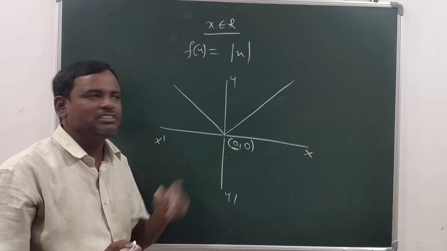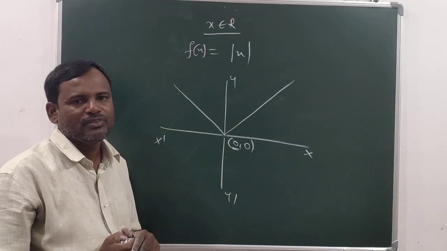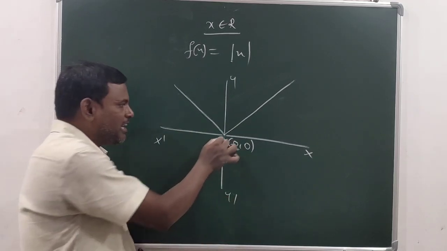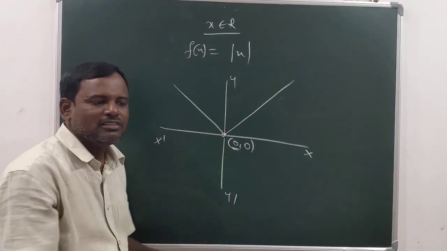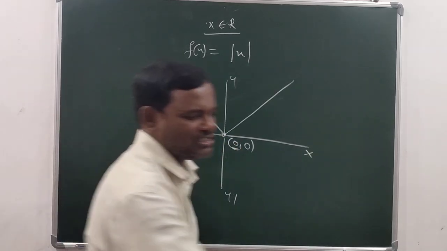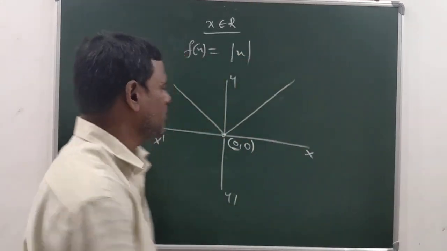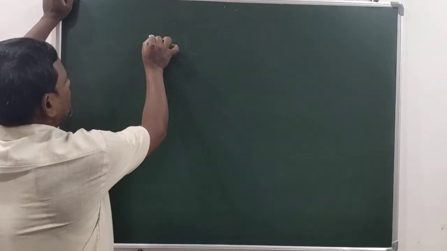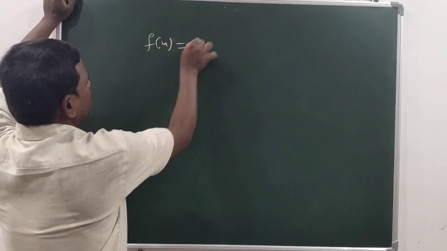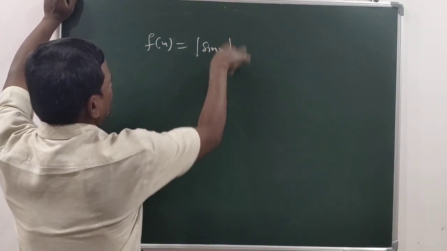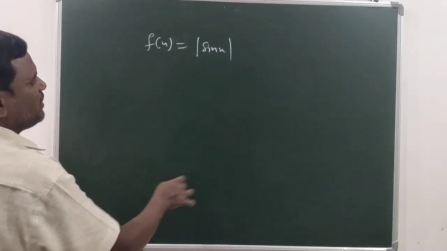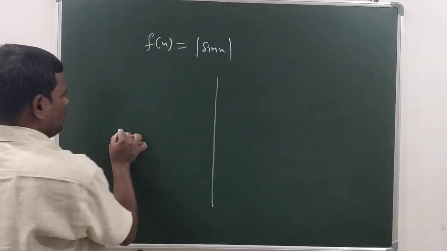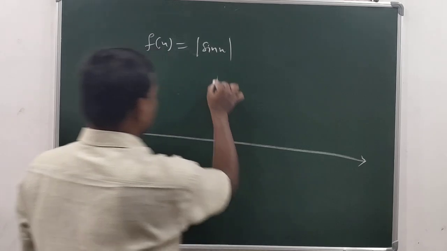See, for example, this is a well-known function to you. At 0, you are getting a sharp end. Hence, at that place, that function is not differentiable. For example, one more application. See, f of x equal to mod sin x. Now, draw the graph of this function.